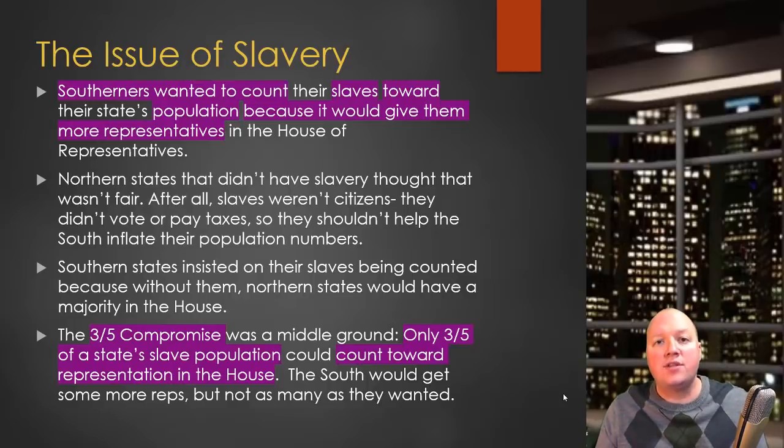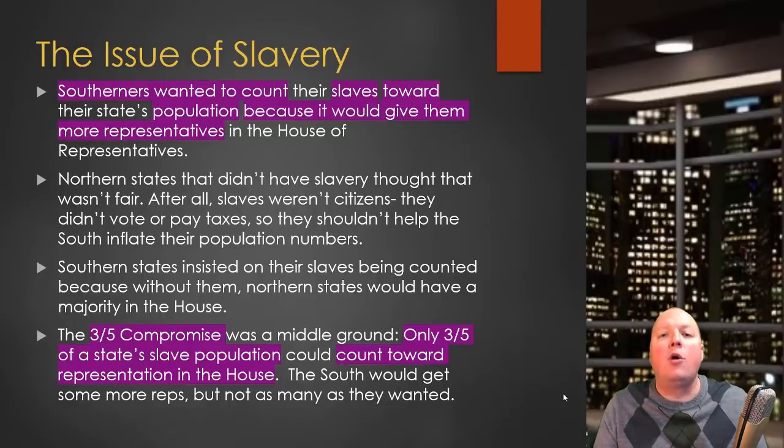So the southern states want to count their slaves toward their total population. But it doesn't seem fair since they're not people. So the compromise is this. You can count your slaves, but you can't count all of them toward your population. You can only count 3/5 or 60% of your population of slaves toward your total population overall. It's a weird calculation. So basically it works like this.